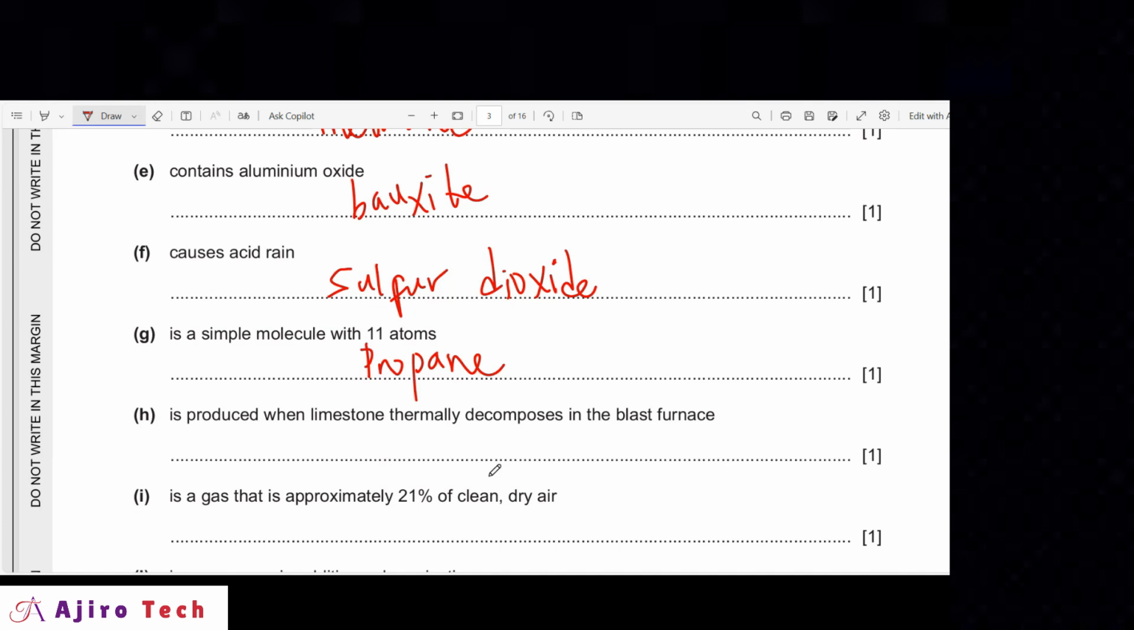Which is produced when limestone thermally decomposes in the blast furnace? Of course, when limestone, that's calcium carbonate, is thermally decomposed, you have calcium oxide plus carbon dioxide. We have this in the list of substances. So we simply pick calcium oxide.